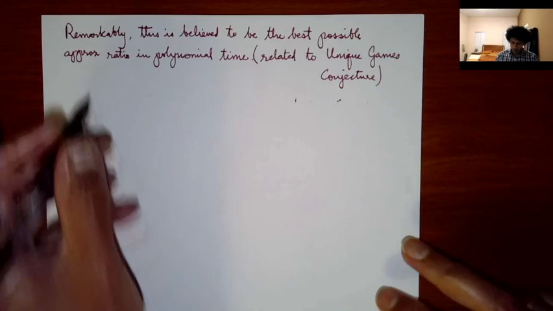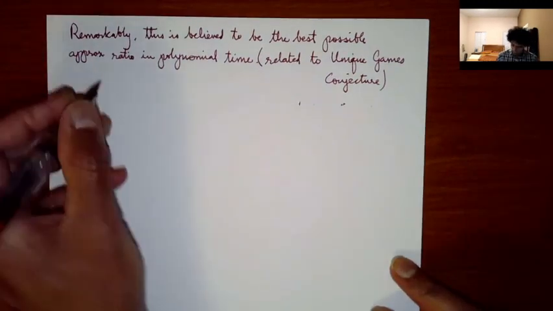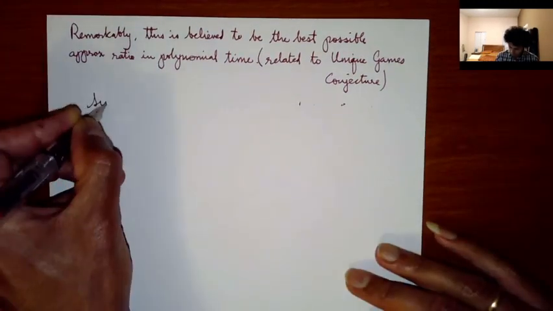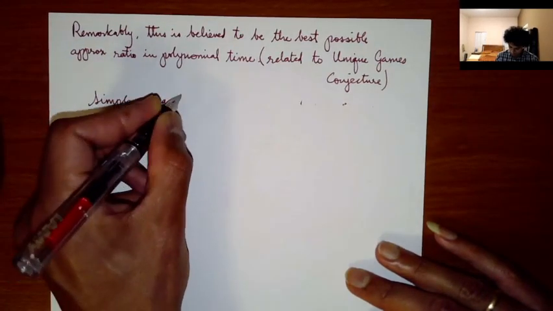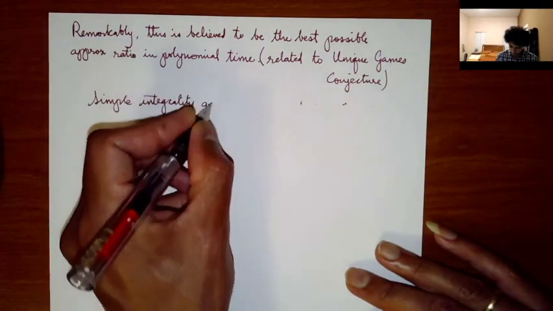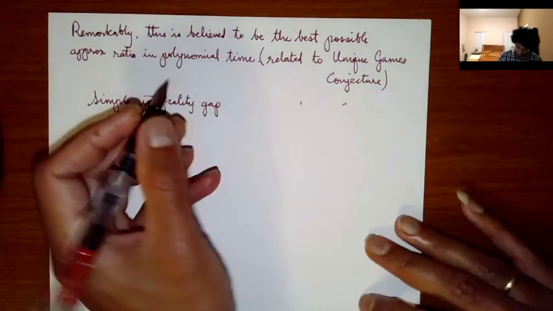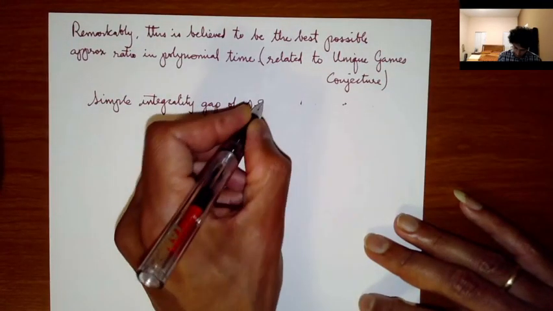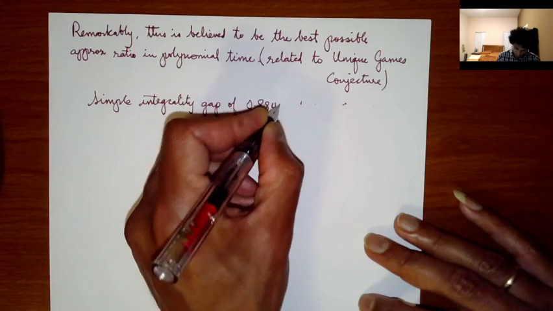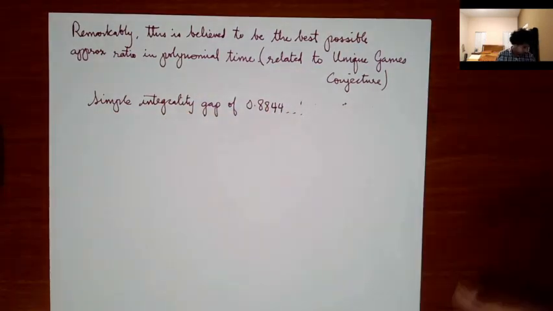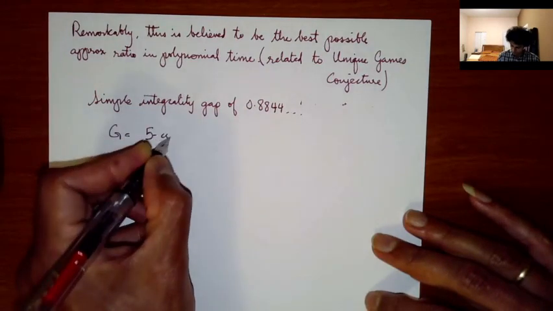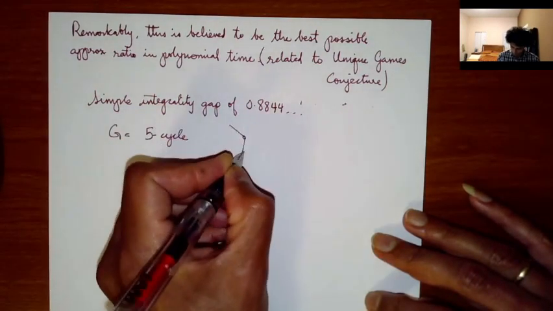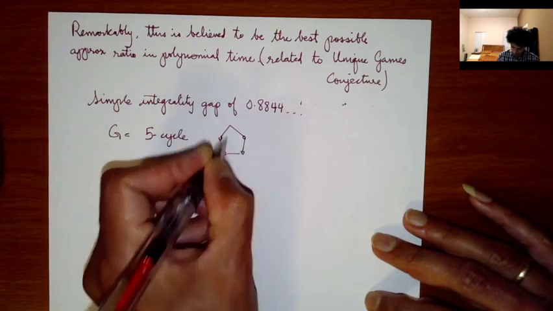And there is a matching integrality gap. So I'll show you a simple integrality gap, which comes pretty darn close, of something like 0.8844, so on and so forth. And this is a simple example. So let G be the 5-cycle, right? So it's just this graph here.